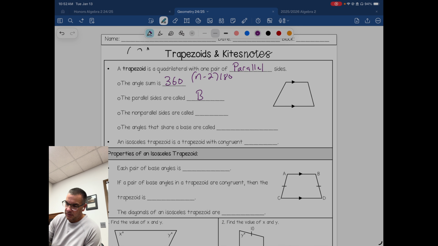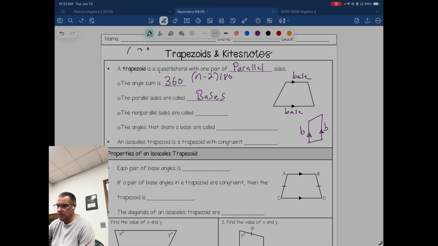The sides that are parallel are called the bases. Each of them is a base. Together they're the bases. So this is a base. This is a base. Now keep in mind, base does not mean bottom. I can draw a trapezoid like this, and these are my two parallel sides. This right here and here are my bases now. So bases don't have to be bottom and top. In a trapezoid, they're the sides that are parallel to each other.